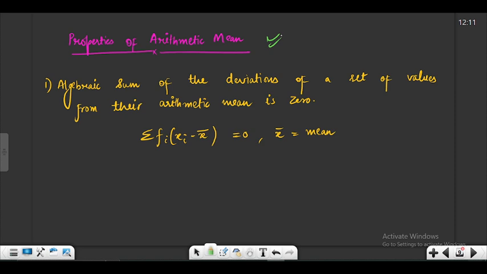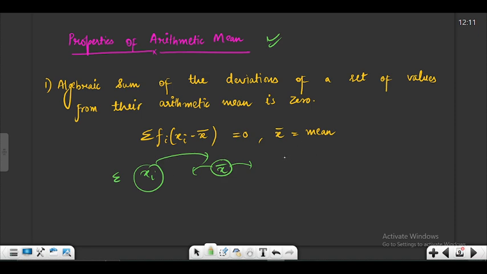So let's talk about the properties of arithmetic mean. The algebraic sum of the deviations of a set of values from the arithmetic mean is 0. So what this is saying is that suppose x bar is your mean and xi are the values of which this is the mean. The sum of the deviations of these values from this mean is equal to 0, because some values of xi will be less than your mean value and some values will be more than your mean value. So if you take the sum of deviations, deviation is basically your gap.